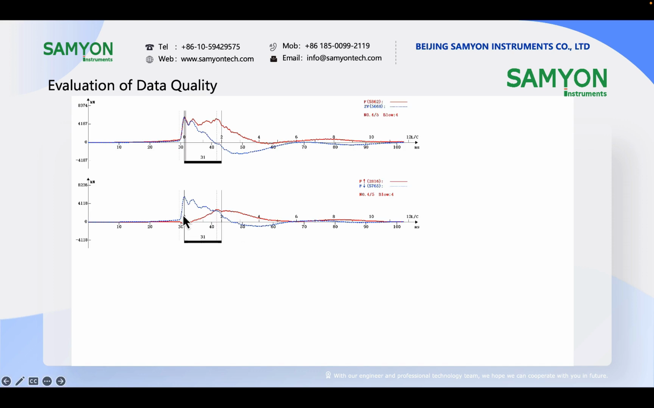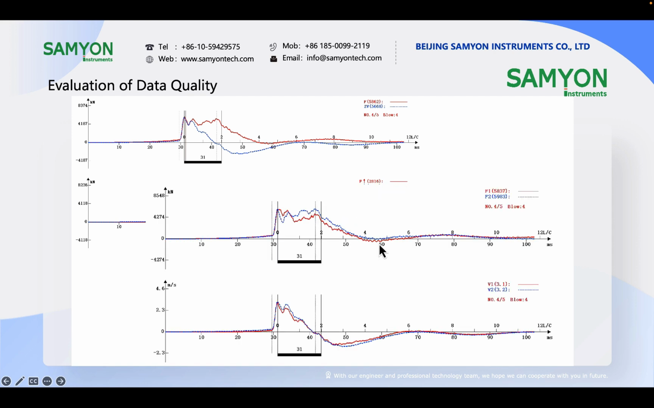So this is a sample of good data. As you can see, the proportionality is good, the data goes to zero at the end, and the sample length is longer than 100 milliseconds, and of course longer than 3L/C. Wave up keeps increasing. And we check individual force and velocity. We can see the eccentricity problem is very slight, so the data is good enough.